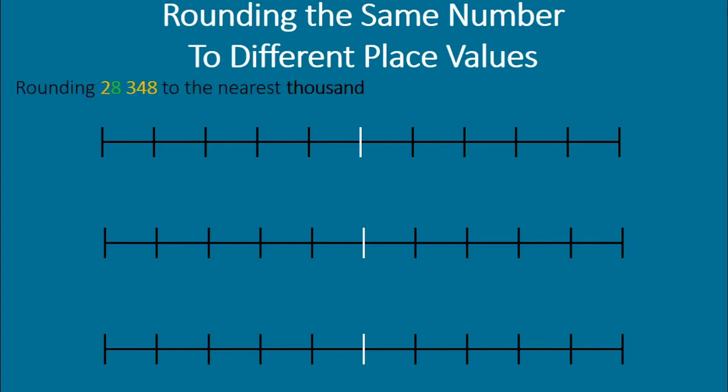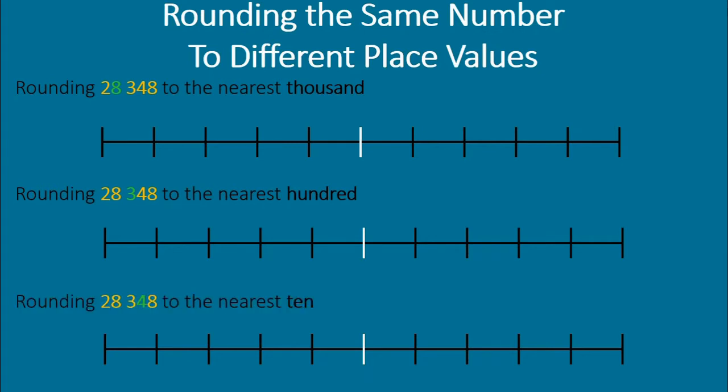This time we're going to round 28,348 to the nearest 1,000. Then we're going to round that same number, 28,348, to the nearest 100. And then we'll round 28,348 to the nearest 10.